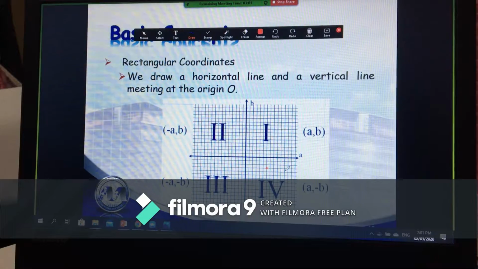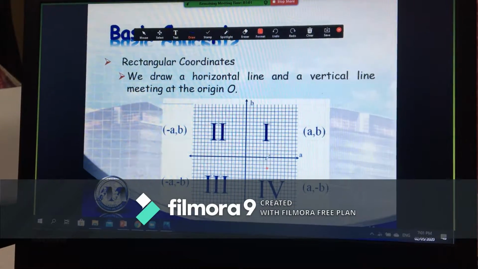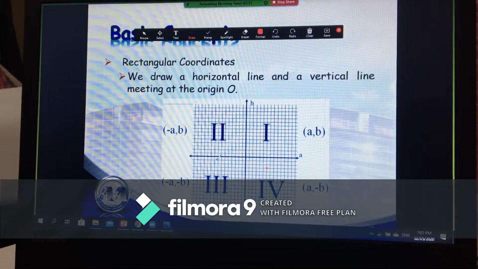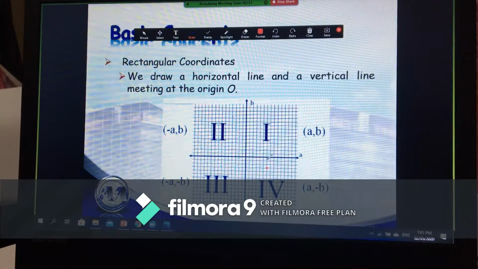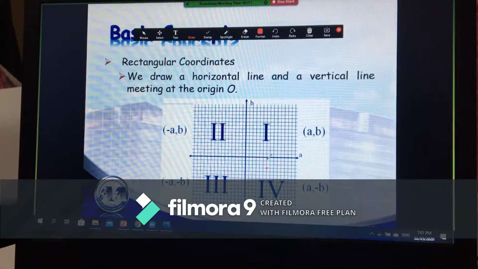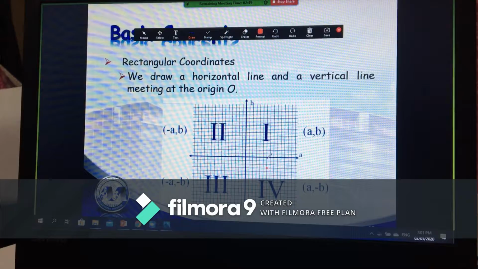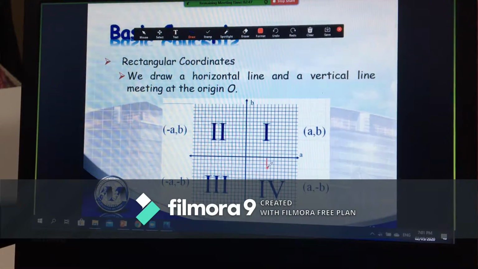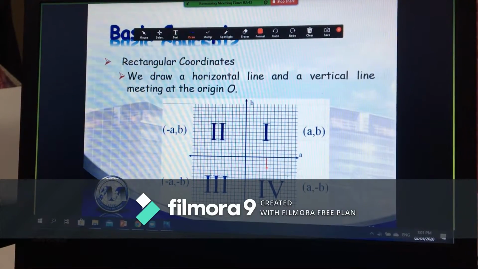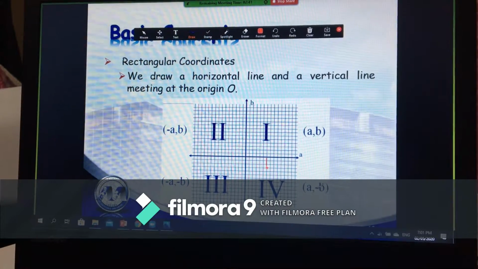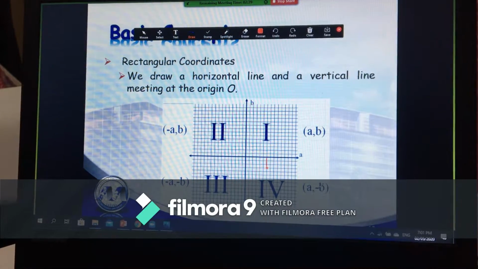Now, if you measure this point from the horizontal line, ito namang horizontal line ang reference natin ngayon. So, from the horizontal line, pababa siya, right? Going down. Are you following? So, ibig sabihin, pababa siya from the horizontal line, negative. That's why we have a negative b here. Okay?